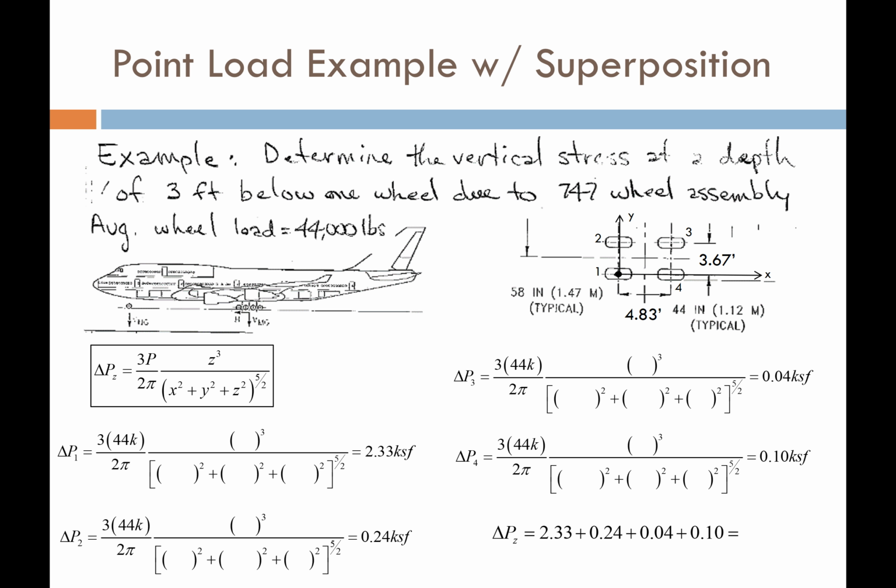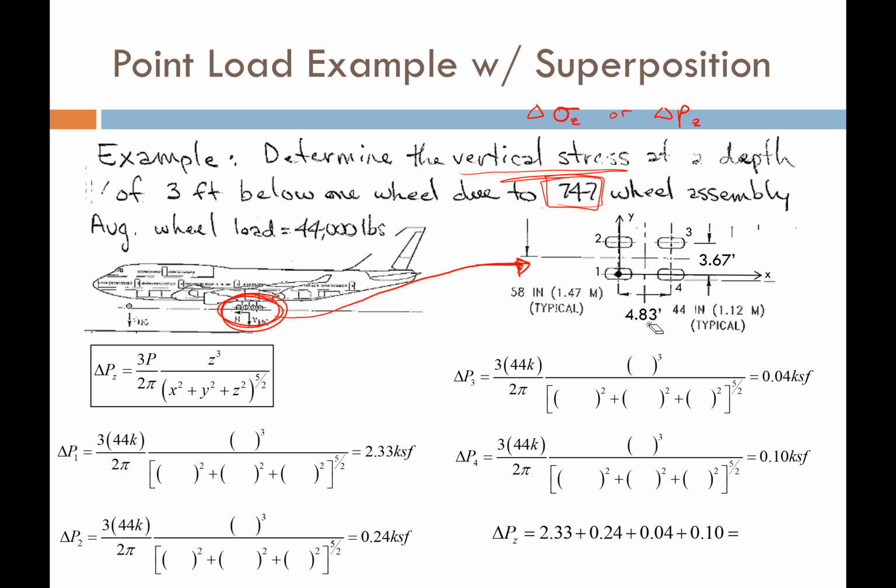So let me demonstrate for you. Let's imagine that we want to determine the vertical stress, delta sigma z, or another way we can write that is delta p sub z, at a depth of 3 feet below one wheel due to a 747 airliner assembly. So this massive airliner is sitting on the runway. If I take that configuration of the wheels and look at them in plan view, this is what it's going to look like.